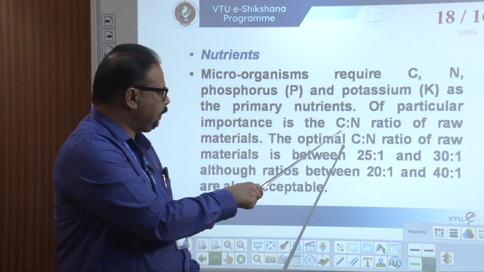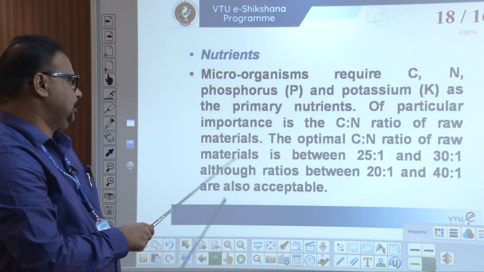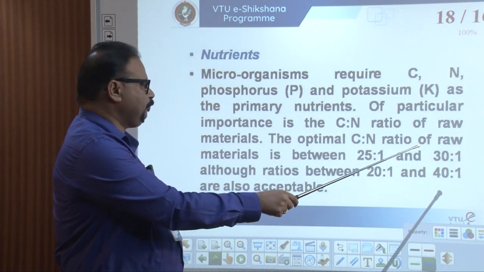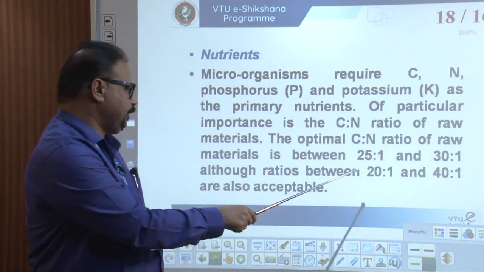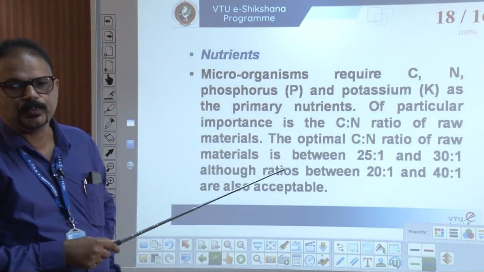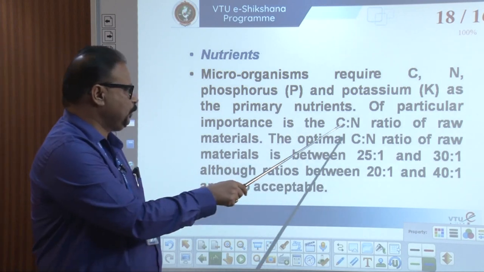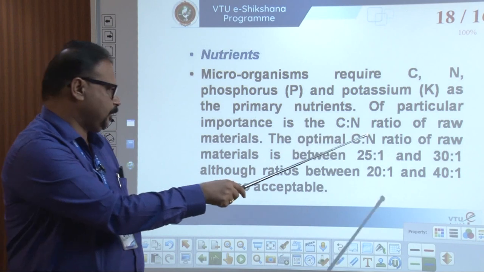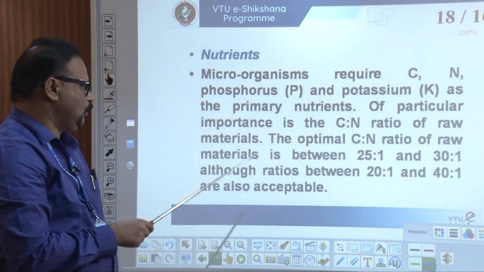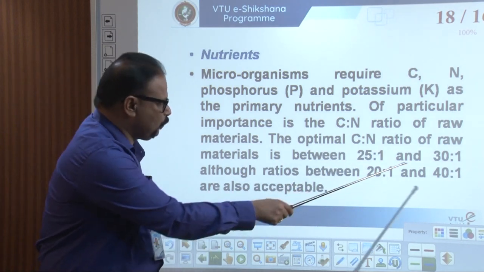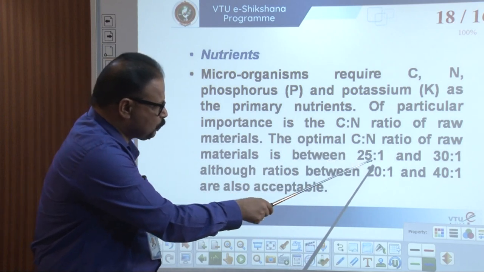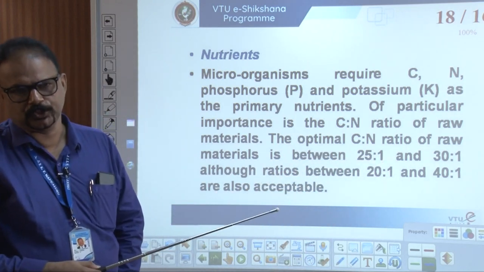We have to maintain the carbon to nitrogen ratio of the material. The optimal carbon to nitrogen ratio of the raw material is between 25:1 and 30:1, though a ratio between 20:1 and 40:1 is also acceptable. We have to maintain at least 25:1 to 30:1.